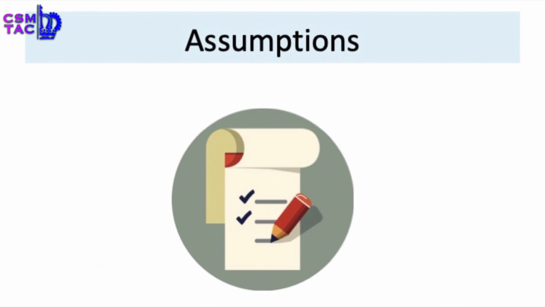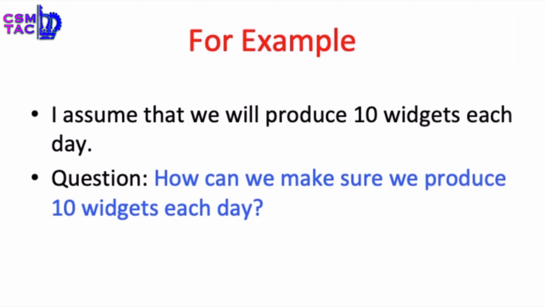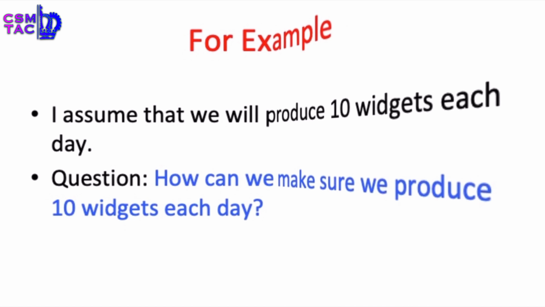And now, try making a list of your assumptions about the current issue. Ask coworkers to add to the list. Then, rephrase each assumption as an open-ended question. For example, I assume that we will produce 10 widgets each day. Question: how can we make sure we produce 10 widgets each day?